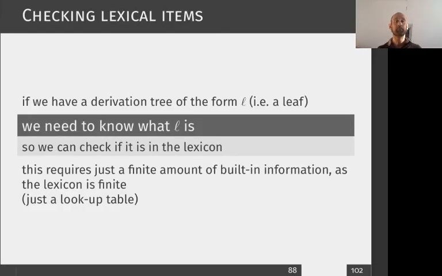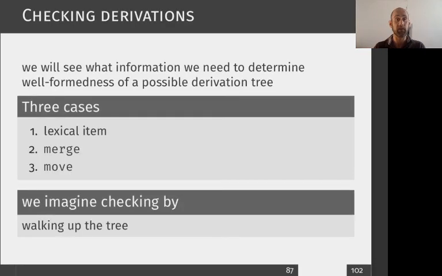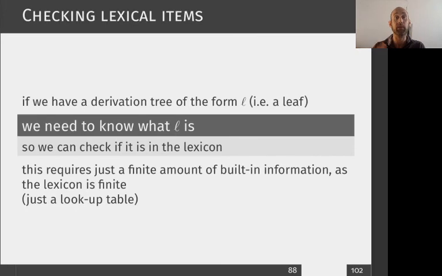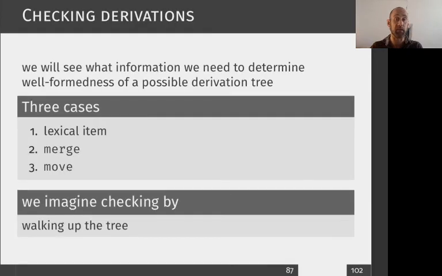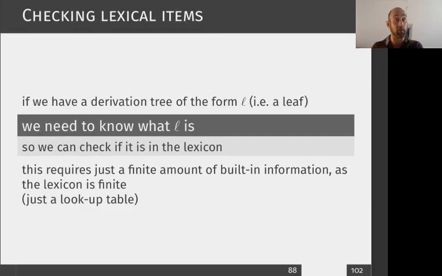So let's, case by case, figure out what we need to do to verify that a node with that label, as a lexical item, merge, or move, actually corresponds to a well-formed derivation tree, i.e. a derivation tree that is a description of an actual convergent derivation. If you have a derivation tree of the form L, a leaf, a lexical item, you need to know what L is. So you check if it's in the lexicon.